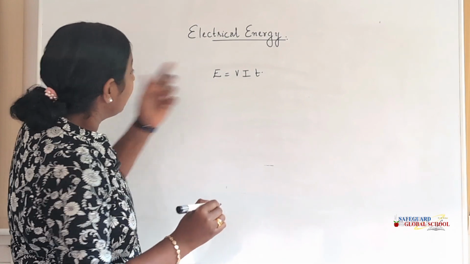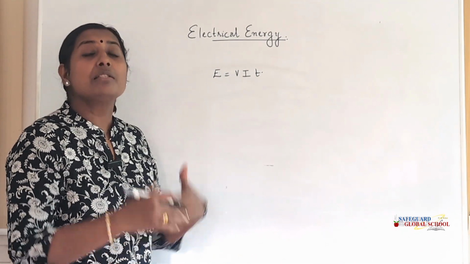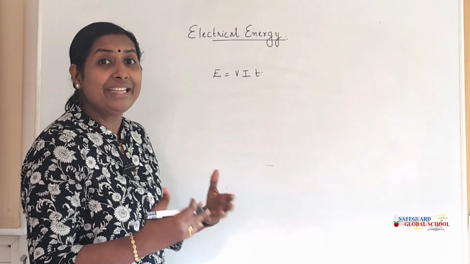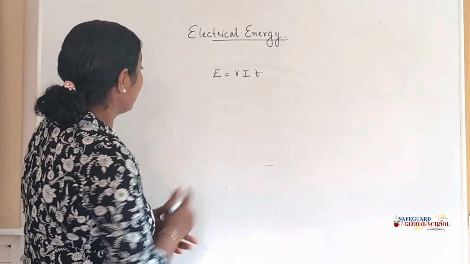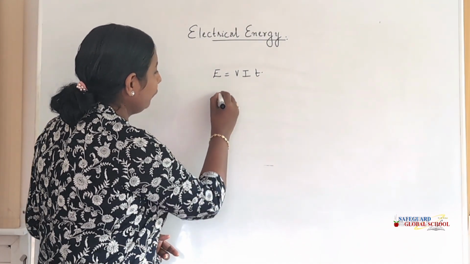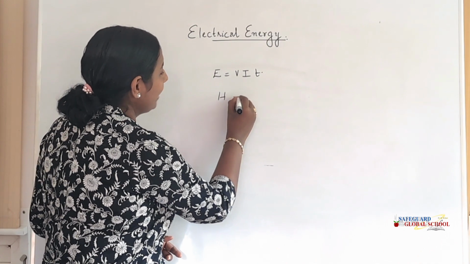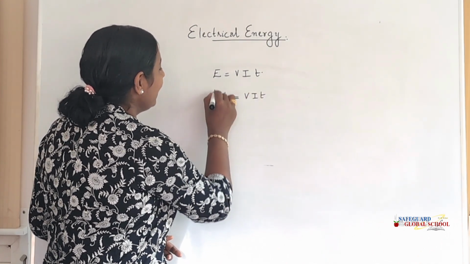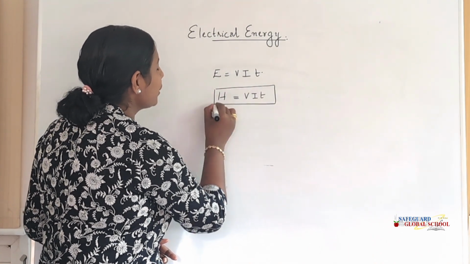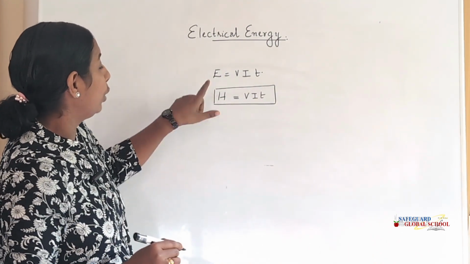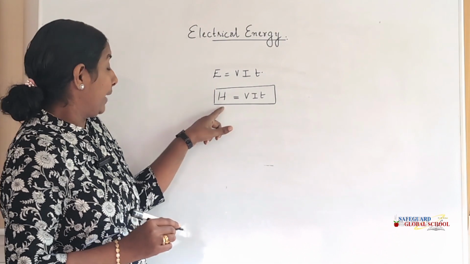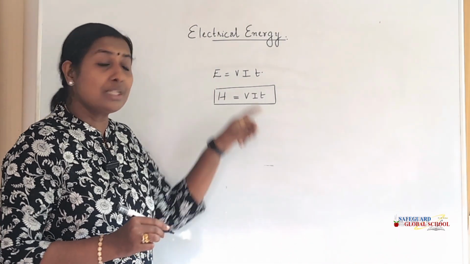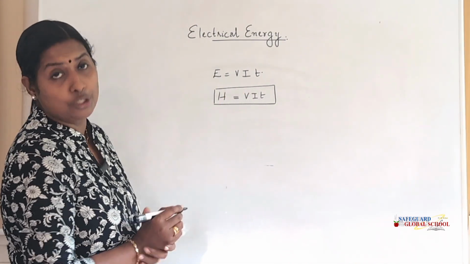And we know this energy E is manifested as the heat in the resistor or the conductor. So can we write H instead of E? So H is equal to V into I into T. This is the first relation for the electrical energy or the heat energy expended or the heat energy produced in a conductor or a resistor.